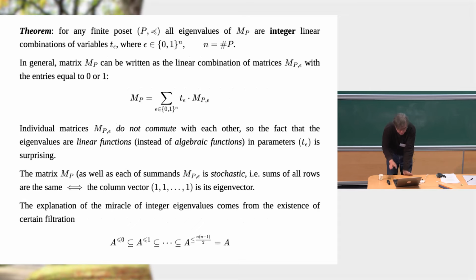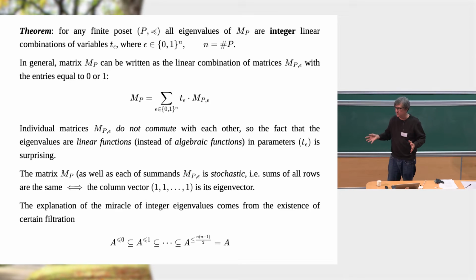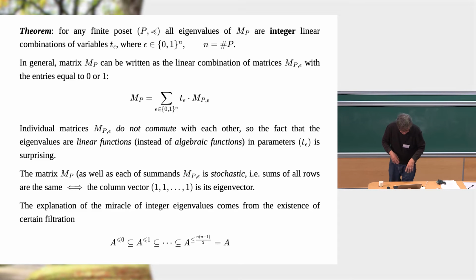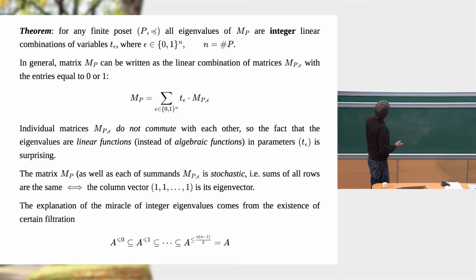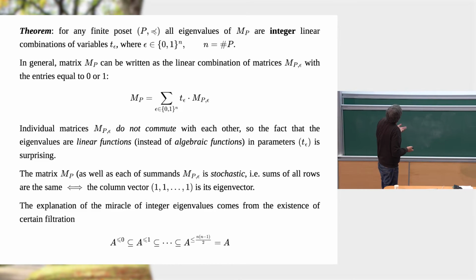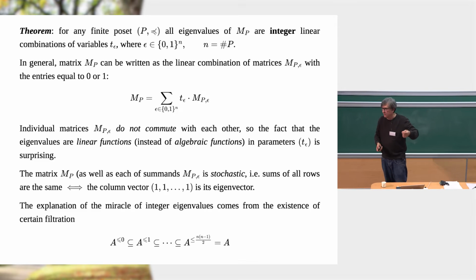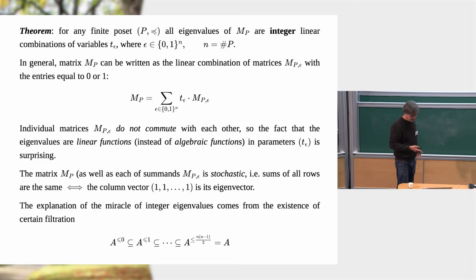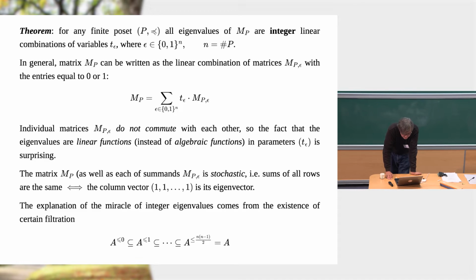Okay, now what is our general theorem? That for any finite poset, you construct a matrix like in this manner, so eigenvalues are integer linear combinations of these variables. What is going on? This matrix is just by definition a linear combination of matrices whose entries are zeros and ones. You can see where each variable appears, you get a pattern of zeros or ones. And so you get these matrices labeled by the sequences epsilon.